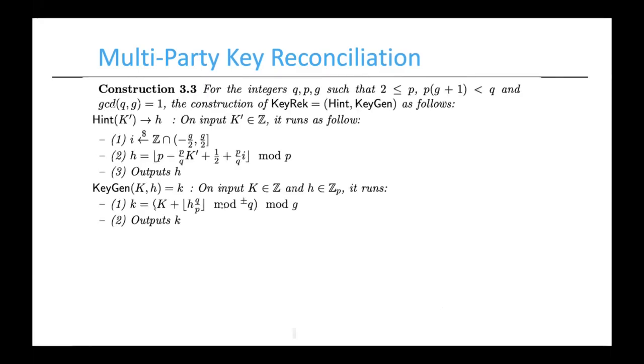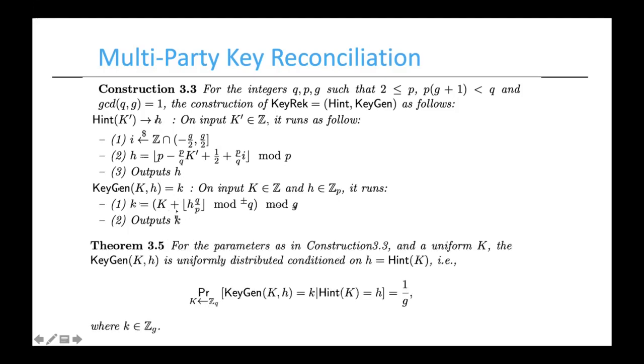And we instantiate this. Our instantiation is like this: given k prime, which is a number in Z, the Hint function outputs the hint message h, and it will be broadcast. In the Kgen algorithm, given h and k prime, you compute k in Z_g, modulo g, an integer.